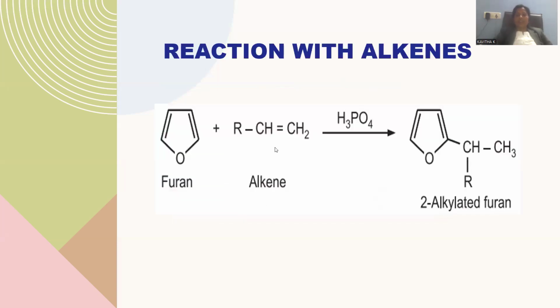Now let me treat an alkene upon this furan molecule. Whenever an alkene is working on this in the presence of phosphoric acid, instead of Friedel-Crafts, it will proceed with the alkylation reaction giving rise to 2-alkylated furan, right? So olefin is going to work upon position 2. And this is the alkylated product you can achieve.